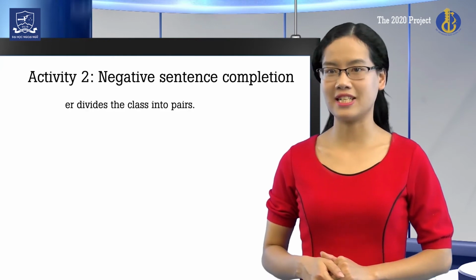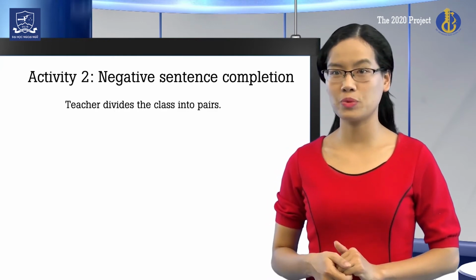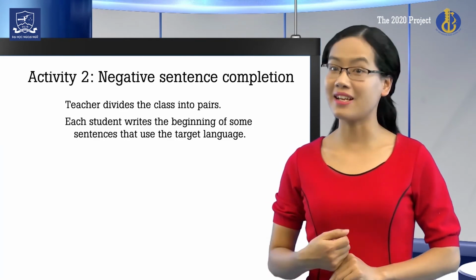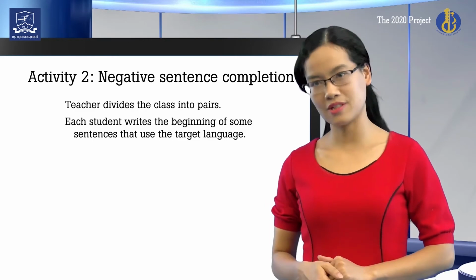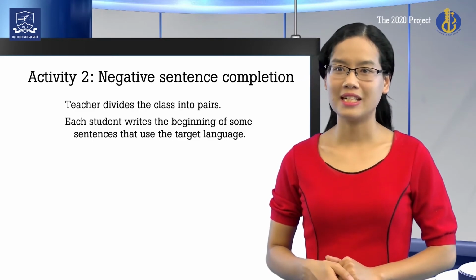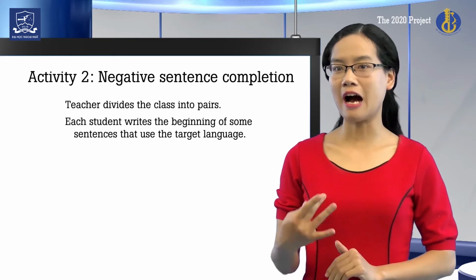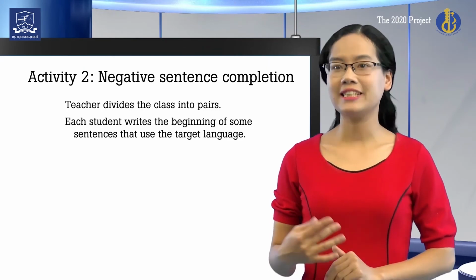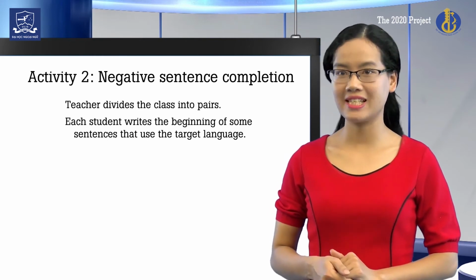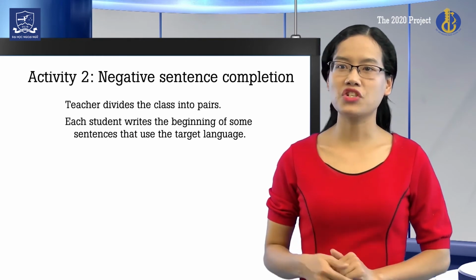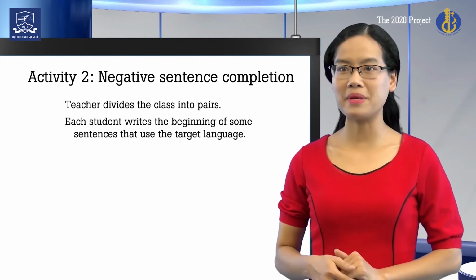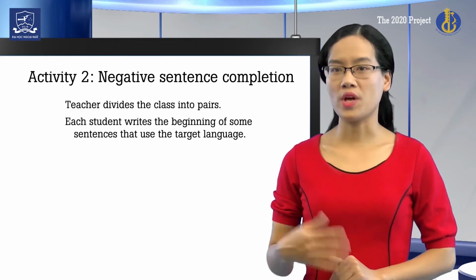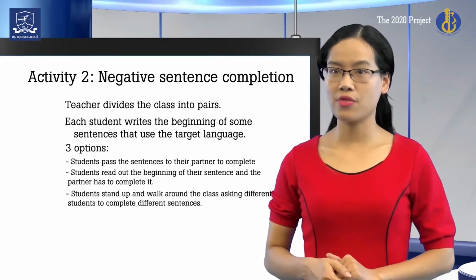In this activity, the teacher divides the class into pairs. Each student writes the beginning of some sentences that use the target language. For example, students might write, I haven't played football for, or I haven't been to the beach since. The teacher asks each student to write the beginnings of 4 or 5 sentences. And when they have done that, the teacher has 3 options.